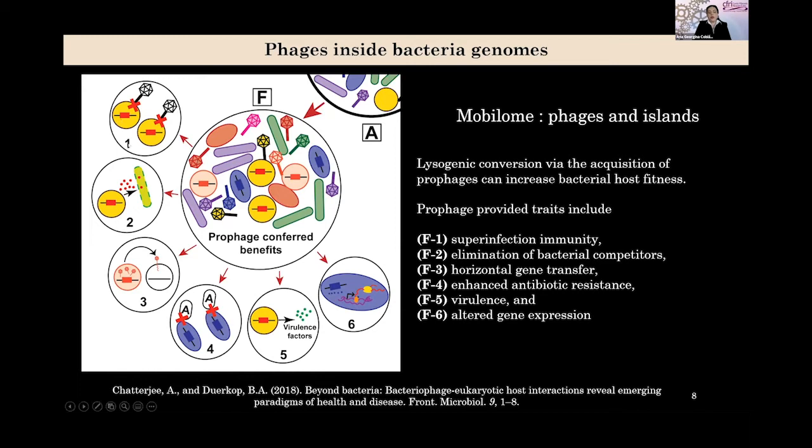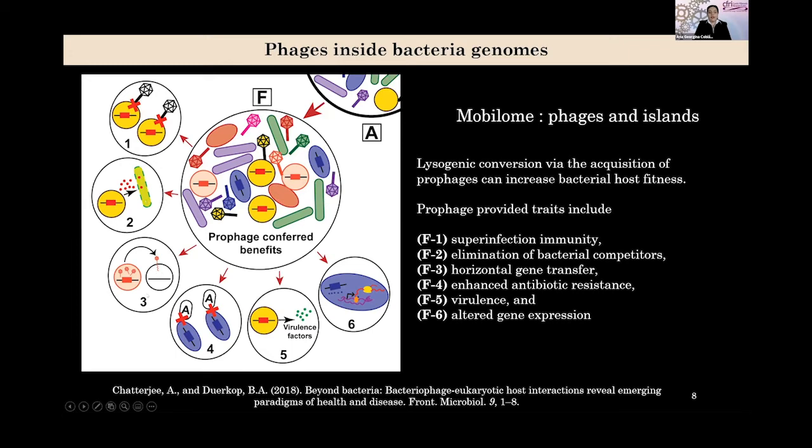They can confer superinfection immunity, which means that when the prophage is inside the genome, it prevents the infection by other bacteriophages. They can eliminate other bacterial competitors by secreting molecules to fight other microbes in the environment.